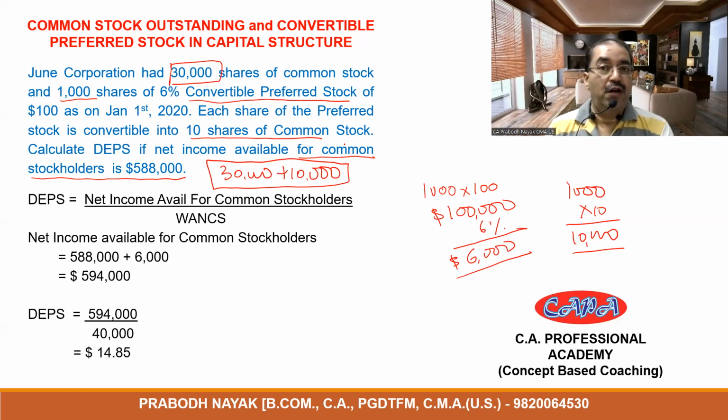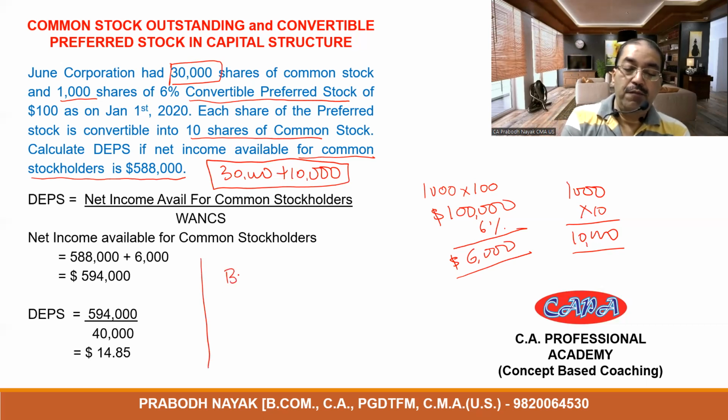Now, is it actually diluted? What is my basic earning per share? Let us check. Only if my diluted share is less than the basic earning per share, then it is dilutive. Otherwise, it is anti-dilutive. Basic earning per share: net income available for equity shareholders, $588,000, upon original equity shares, 30,000.